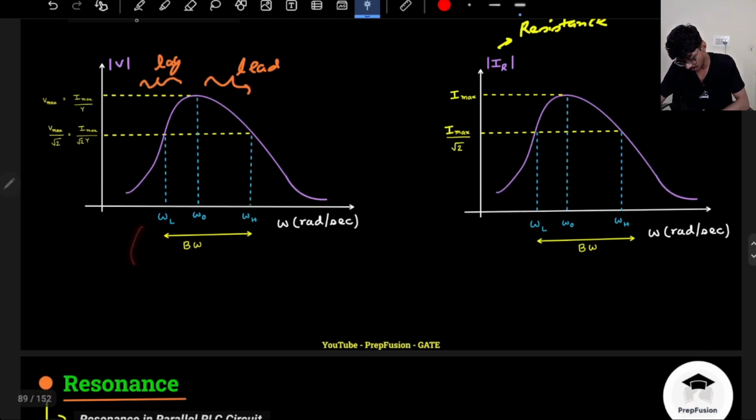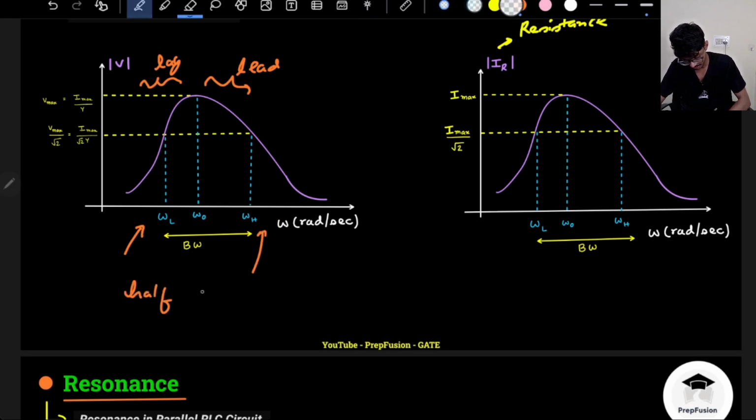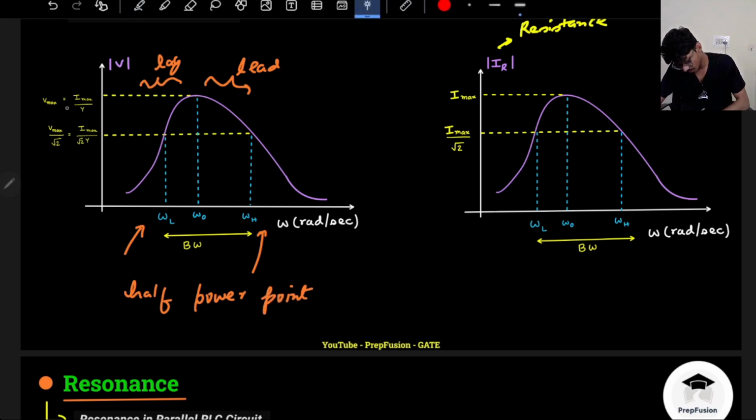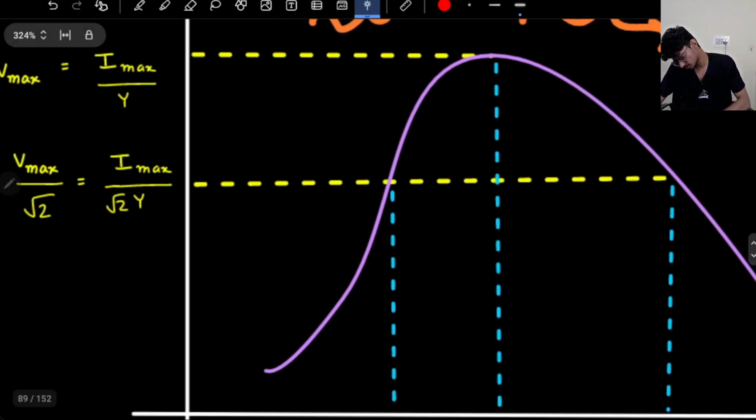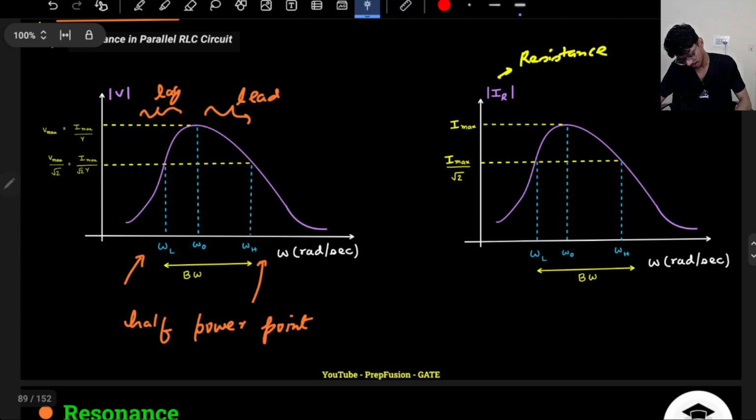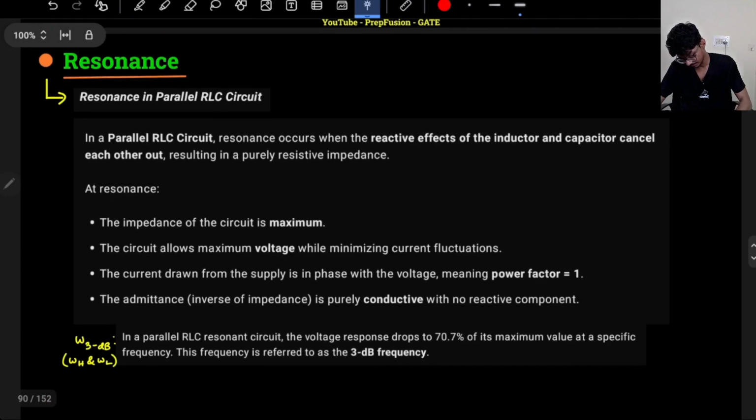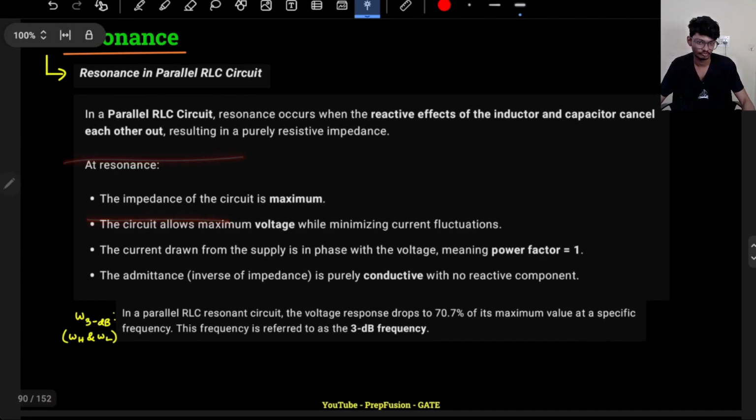Obviously these are my half power points. What half power points are has been taught to you in the previous lectures. These are my half power points basically, where my voltage will be 1 by root 2 times of the maximum voltage. Okay, so this is the case, and current is here. These are few things, and whatever I have explained, these are written over there.